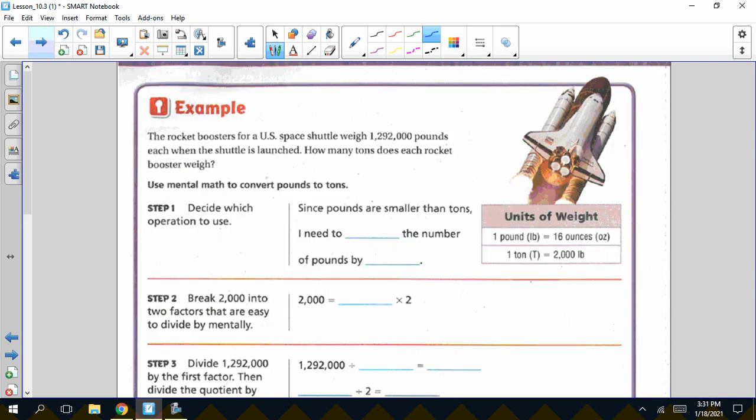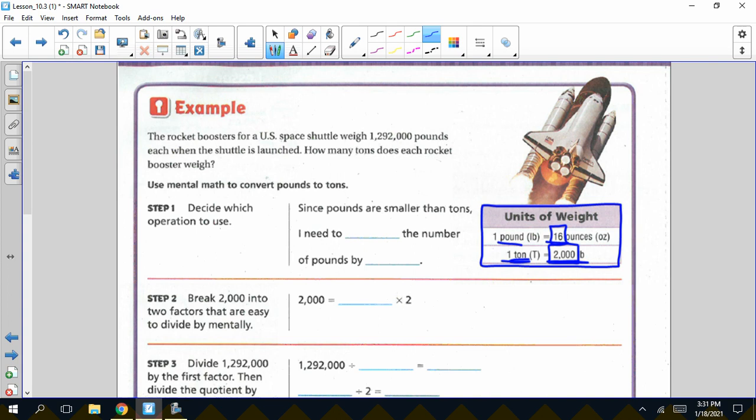On the next page here, this is your box for conversions. You look right here. We're only using 1 pound equals 16 ounces. And then for our tons, 1 ton is 2,000 pounds. So the only two numbers in this lesson we're going to use are 16 and 2,000.